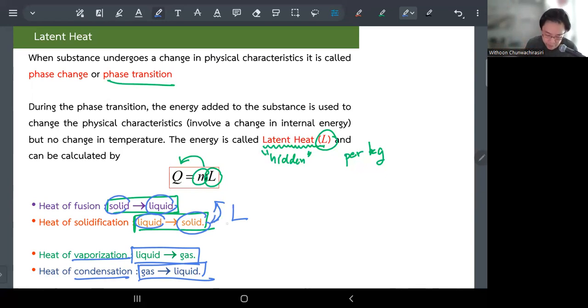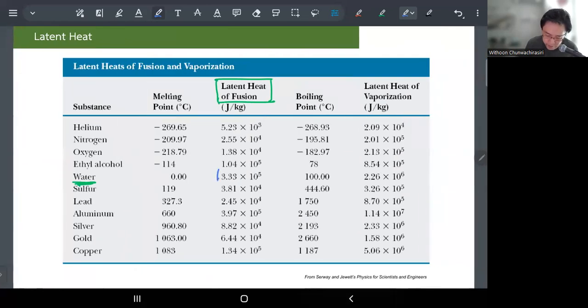So the L over there, it's just showing right here. It means water needs 3.33 times 10 to the 5th joule per kilogram. So every 1 kilogram of water will require this 3.33 times 10 to the 5th joule to change phase, either from liquid to solid or solid back to liquid. Cool? All right, so that's what it means by latent heat.